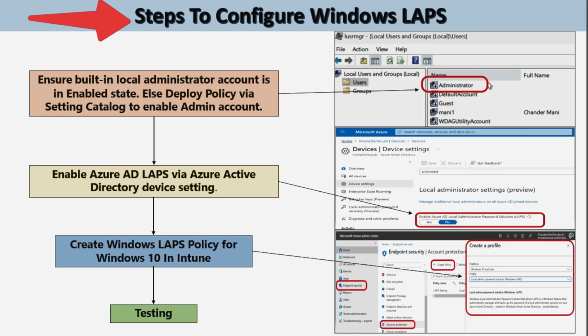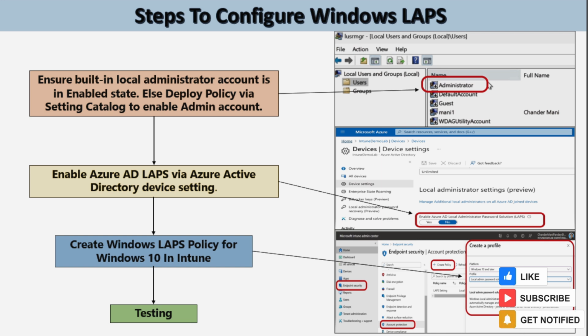Now let's see the steps required to configure Windows LAPS. The very first step is to ensure that the built-in local admin account is in an enabled state. Else we have to deploy a policy via settings catalog to enable the admin account. Then we have to enable Azure Active Directory LAPS via Azure Active Directory device settings. Then we have to create a Windows LAPS policy for Windows 10 in Intune, and we have to perform the testing.